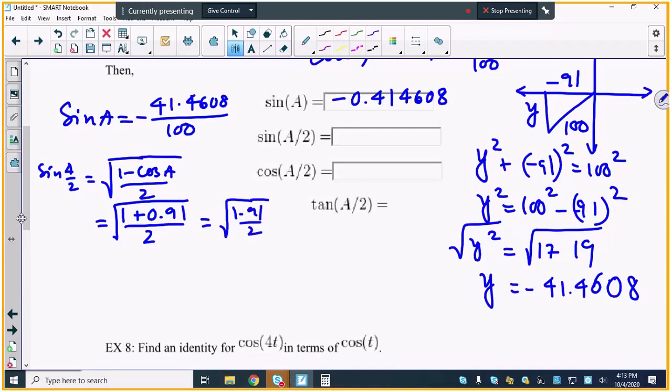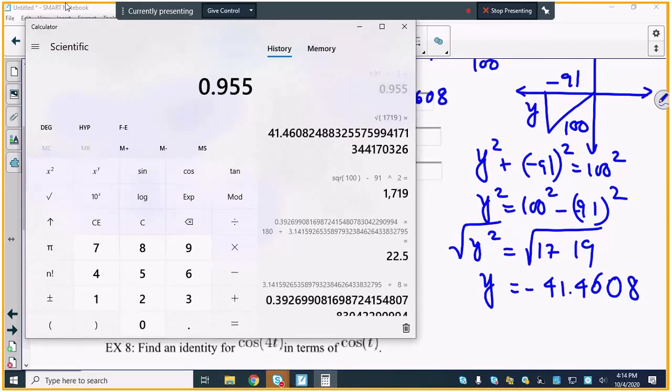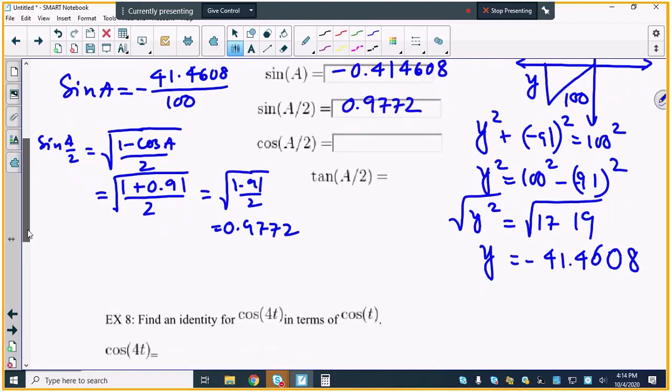I take the square root and round to 4 decimal places. So let's see. I have 1.91 on the top. I divide it by 2, and then I take the square root of that. So this is 0.9772. That is sine a over 2. Cosine a over 2.